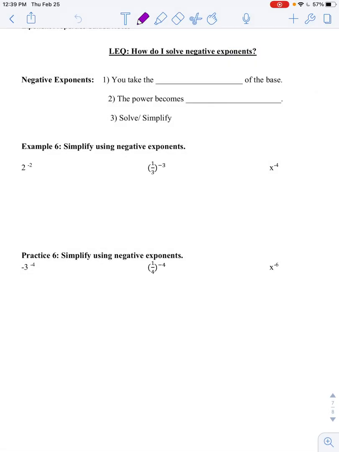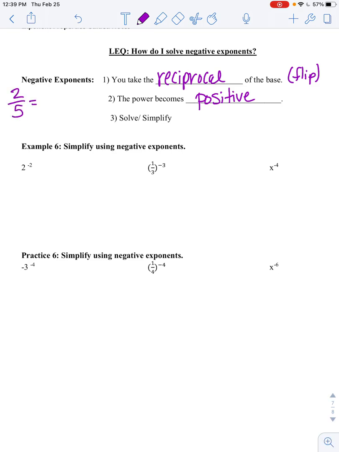All right, so this is the last exponent property, which is negative exponents. So these are a little bit tricky. Okay, so negative exponents, you take the reciprocal, which means you're flipping the base pretty much, and then the power becomes positive.